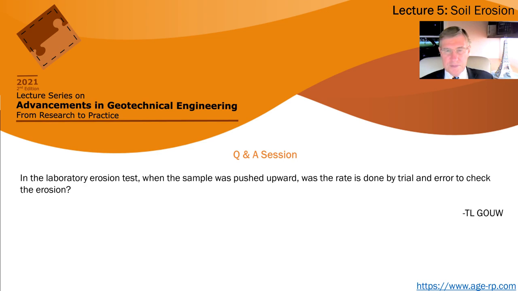Well, we tried a lot of things, but basically the way we do it is there is a graduate student looking through the window at the sample. When the sample level goes below the bottom of the flume, the conduit, we push the button and the sample is moved back up to the level of the bottom of the conduit. So it's by eyesight. It's operator control.